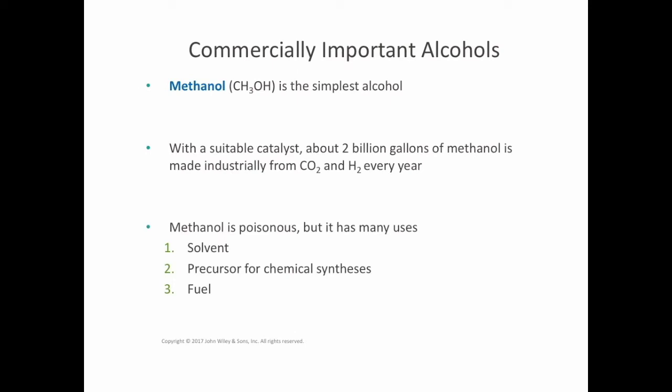Of the commercially important alcohols, methanol is the simplest, and about 2 billion gallons of methanol is made every year. It is poisonous. If you ingested it, it will cause blindness, but it has many uses, including as a solvent, as a precursor for chemical syntheses, and as fuel. You may have heard that with some of the COVID sanitizers, there have been contaminations with methanol, and there have been warnings on the news about not ingesting hand sanitizer due to possible methanol contamination.